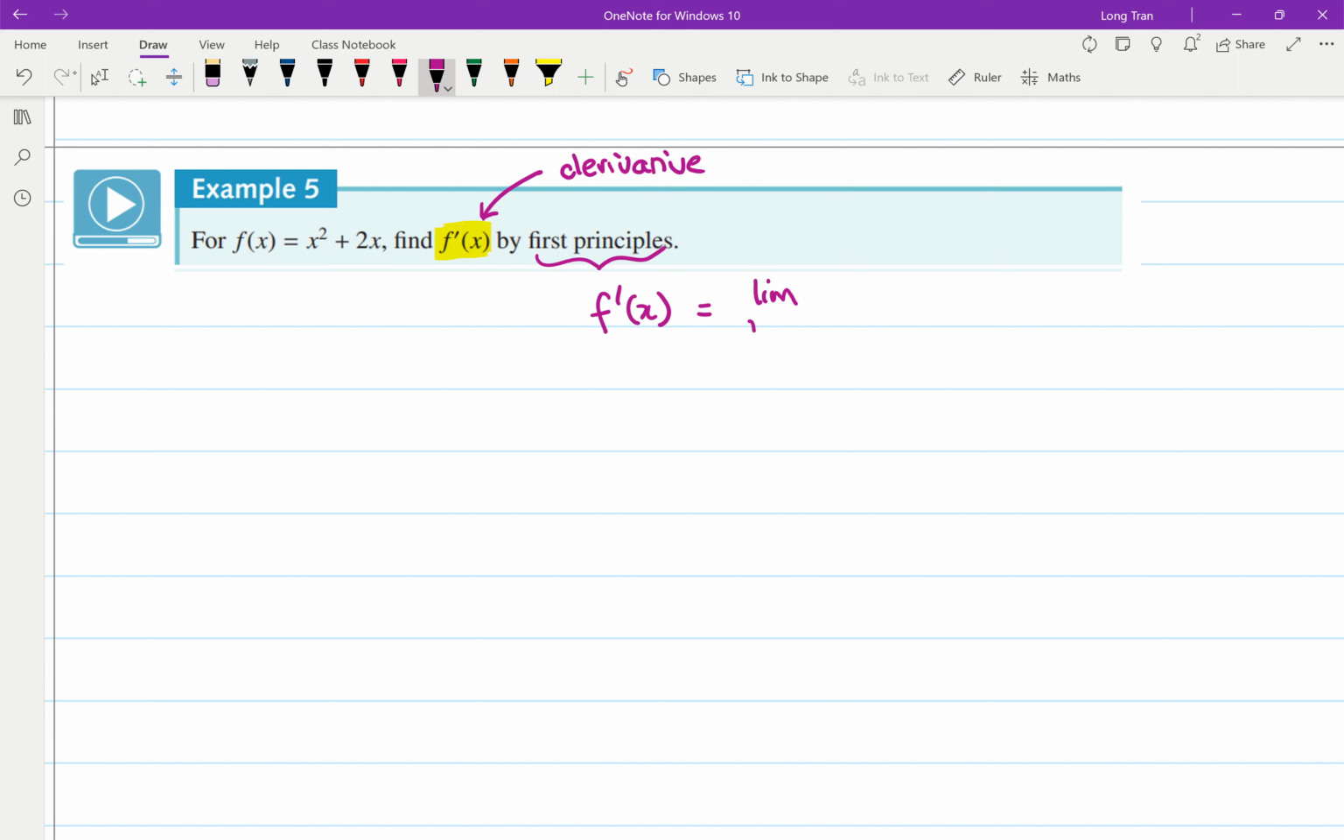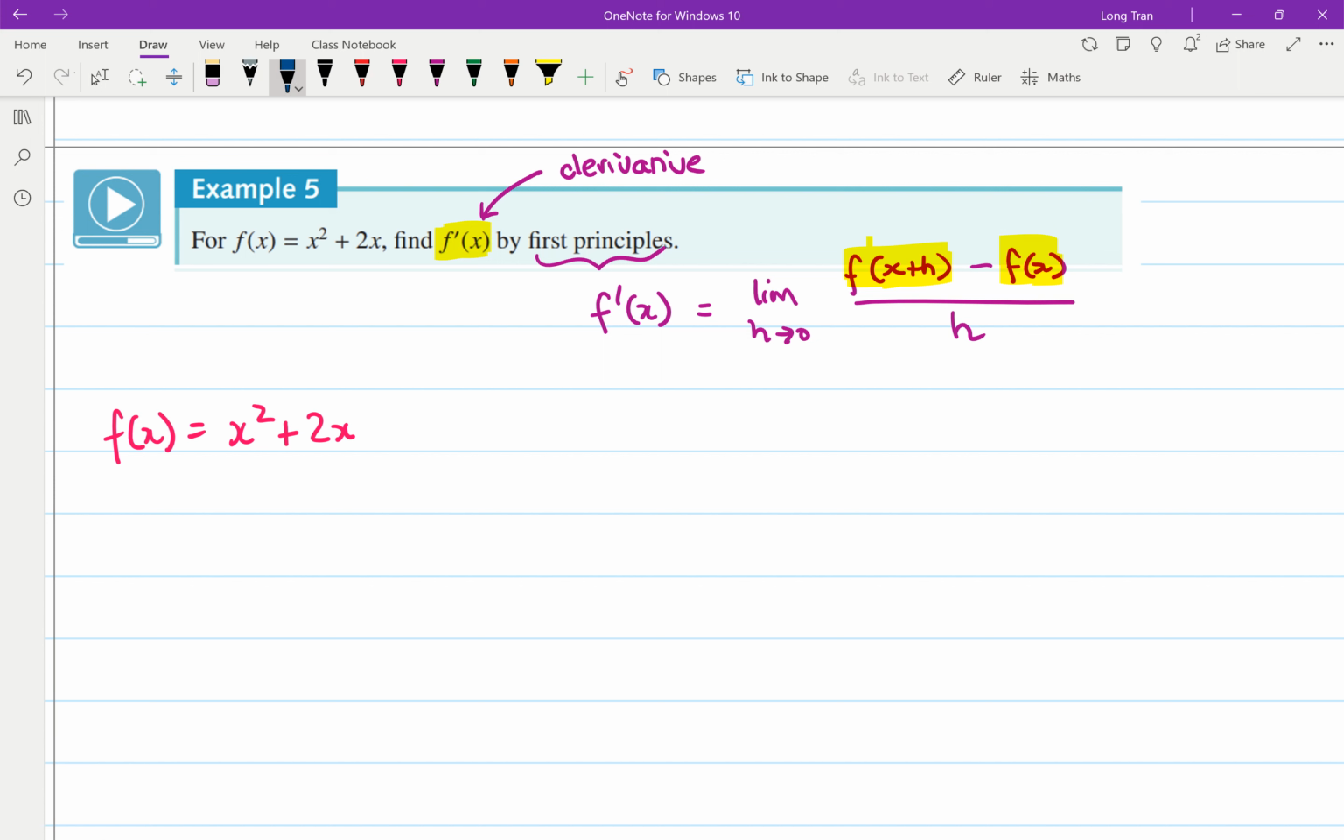the limit of h approaches 0. This is your y2 minus y1 divided by x2 minus x1, which ends up being h. That's the rule. Okay? Now, let's have a look. What we need is f of x, which I have. They told us that f of x is equal to x squared plus 2x. The next thing you need is f of x plus h.